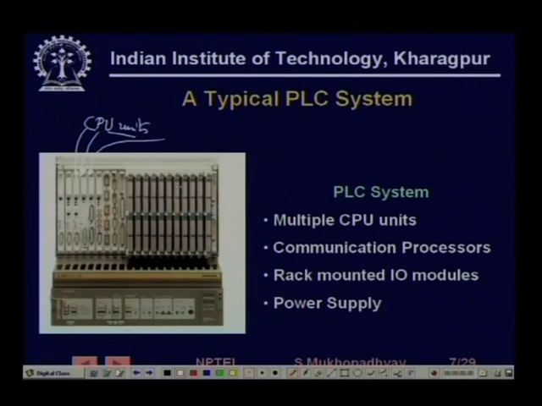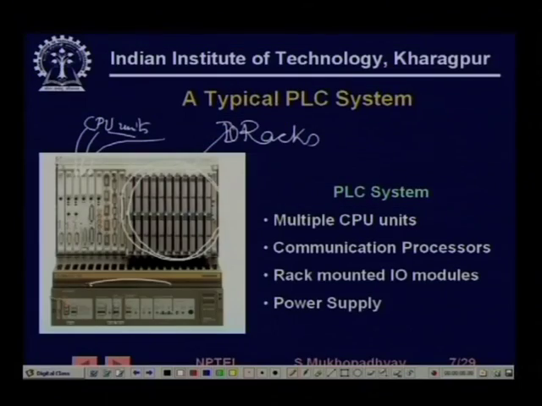There are a number of rack mounted IO modules. These are the IO racks. Each one of them will plug in one particular IO card which will interface a number of IO signals, and you have the power supply here, right. So, this is how it typically looks. You can see a number of ports here. These are probably the communication processors.